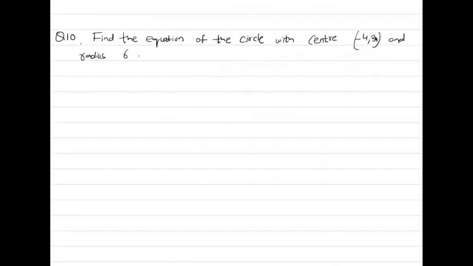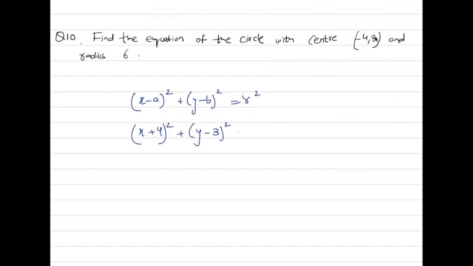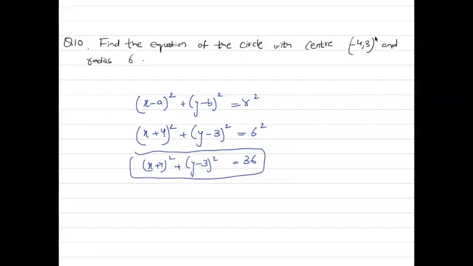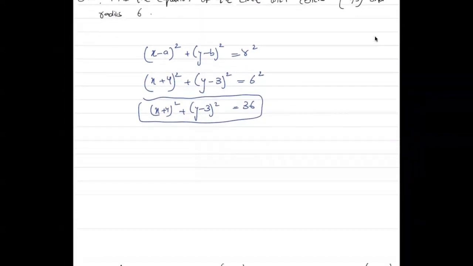Now the next example says, find the equation of the circle with center minus 4 comma 3 and radius 6. We'll say (x plus 4) the whole thing squared plus (y minus 3) squared equals 6 squared, which is 36. That is going to be our equation of the circle. Understood? Sir, understood.